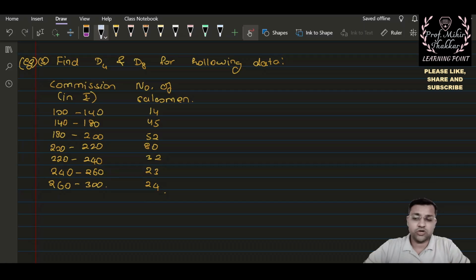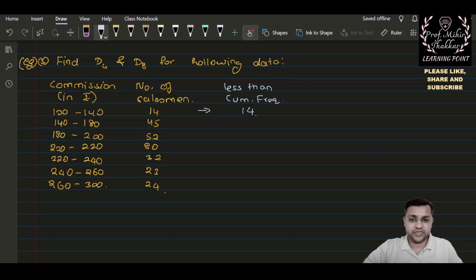So whenever you come across grouped data, the first thing that you have to calculate is the cumulative frequency. So let us make a column for less than cumulative frequency. The first value that you have is 14. 14 and 45, that is going to give you 59.